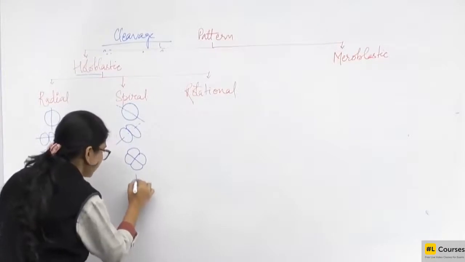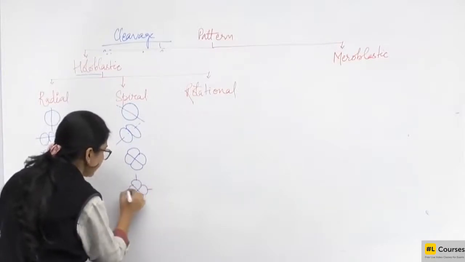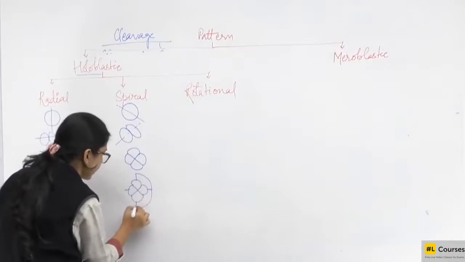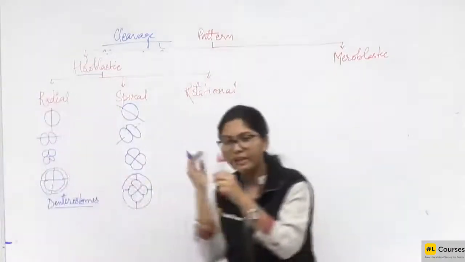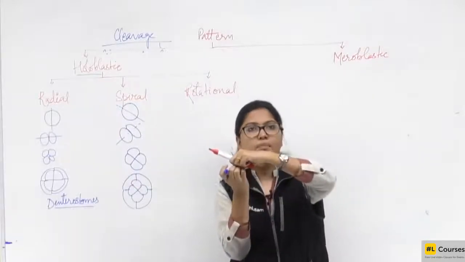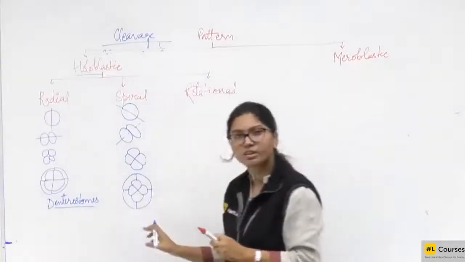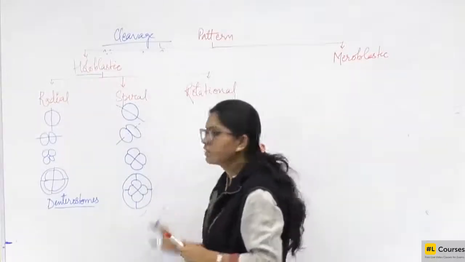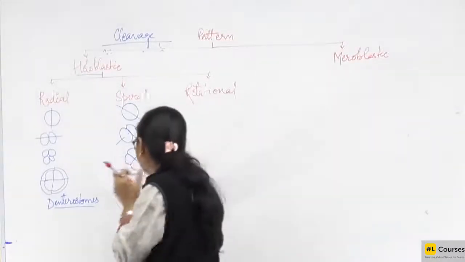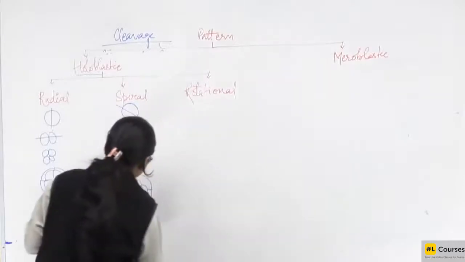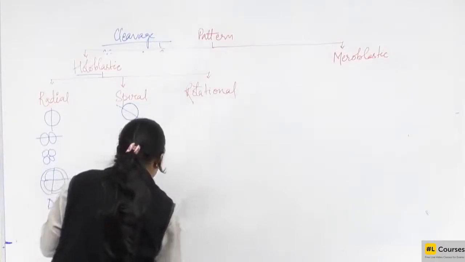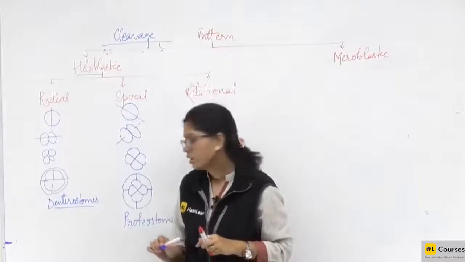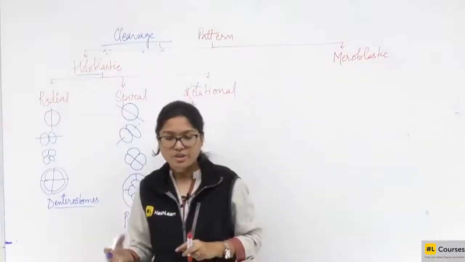If this is the cell, since it is spiral, the positioning will be like this. These are the next 4. But the position, see here, the plane of division is such that it is exactly below that, but here it is not. Fine. So this kind of cleavage is called spiral cleavage, and this is found in protostomes. In protostomes, the mouth is formed first.